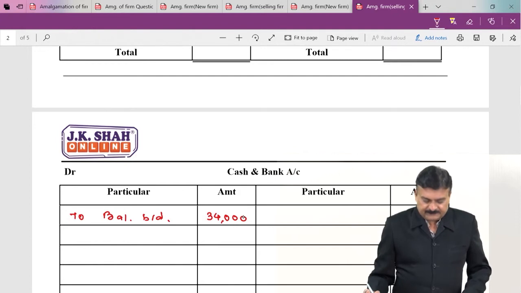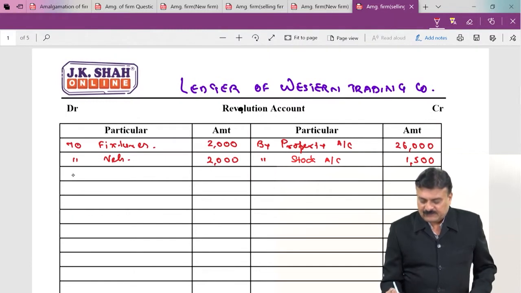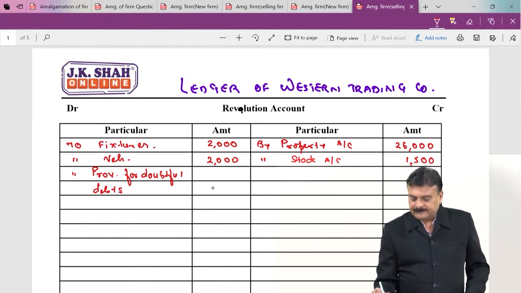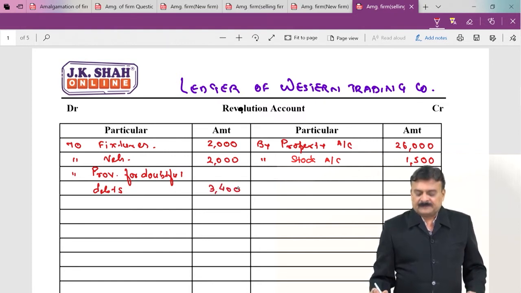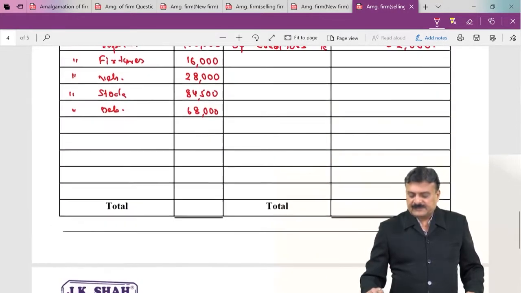Provision for doubtful debts at 5% is to be made on debtors. Our debtors were 68,000. 5% means 3,400 is provision. That will go to revaluation debit side, to provision for doubtful debts. What percentage is it? 5% of 68,000. So, it will be 3,400. Second effect of provision for doubtful debts, that will also be transferred to new firm.